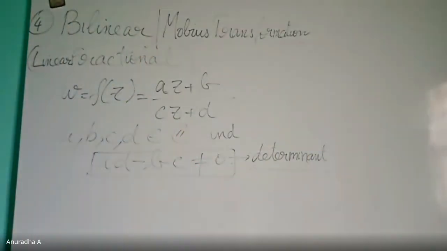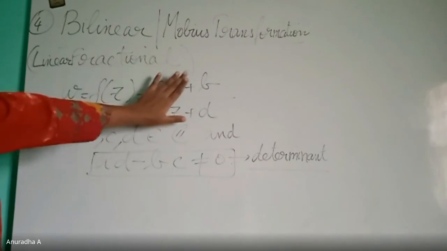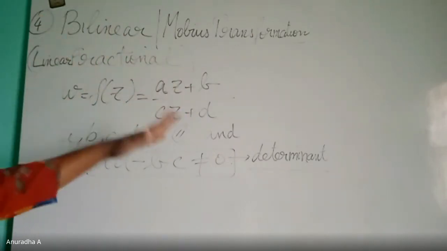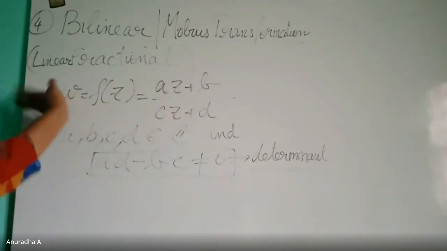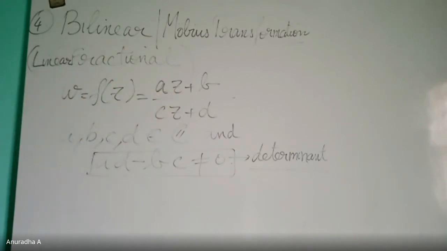Also, if W equal to this is bilinear, then its inverse will exist. That is, Z equal to, we can find, you bring these to the other side, we can find a relation for Z in terms of W. That will be the inverse. So that will also be a bilinear transformation. That's the next property.